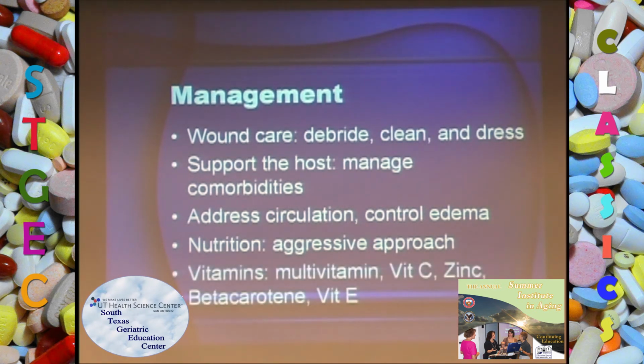Nutrition, I could spend 8 hours talking about how important nutrition is in wound care. An aggressive approach is really, really important with these folks. And then multivitamins are very important in helping with some of the different coenzymatic reactions, and in providing some of the substrates for tissue healing. Particularly, you'll see patients who have ulcers or various wounds usually on multivitamins, vitamin C, zinc, and beta-carotene, as well as in some cases vitamin E.